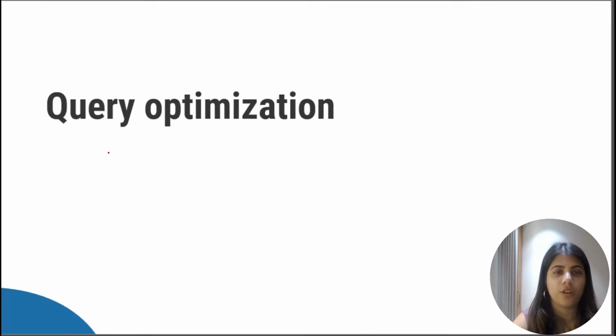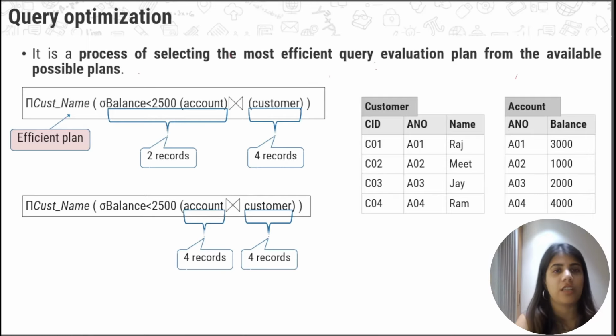Now let's go to the next concept, which is query optimization. It is a process of selecting the most efficient query evaluation plan from the available possible plans. That means if one query has generated 2 to 3 algebraic expressions, the process of selecting the best one out of them is the process of query optimization.